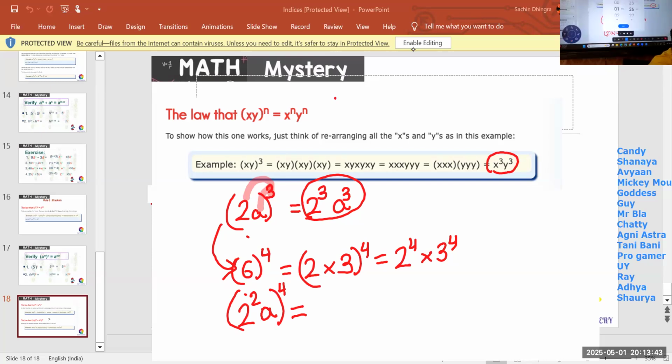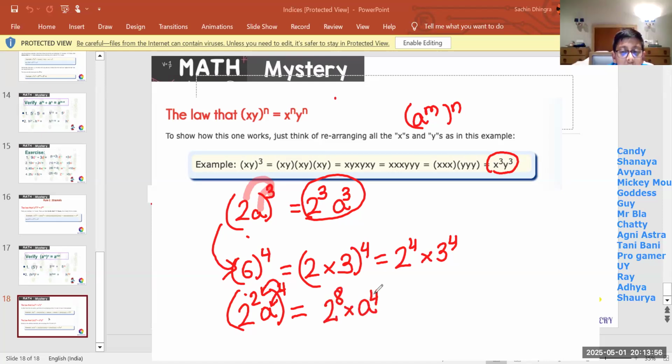Look, we just studied a property, a to the power m whole to the power n. Now this power is getting multiplied: 4 into 1, 4 into 2. So 2 to the power 8 into a to the power 4. That's what I said. Okay. So I hope we understood.